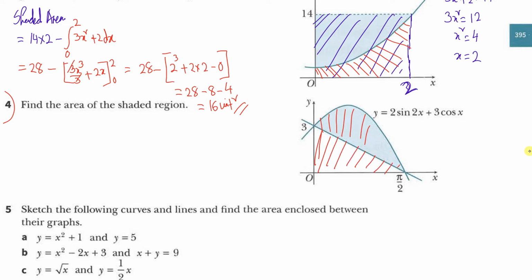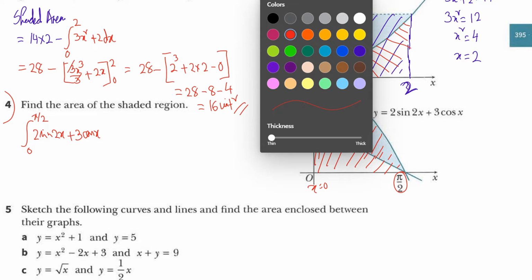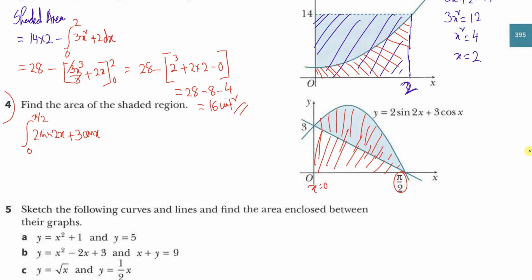If we integrate the full area under the curve, we will get the full area. We are going to integrate 2 sine 2x plus 3 cos x, and its limit is given here: the x value from 0 to pi by 2. Put 0 as the lower limit and the upper limit is pi/2. Then we need to subtract the area under the line, which I marked here in blue color.